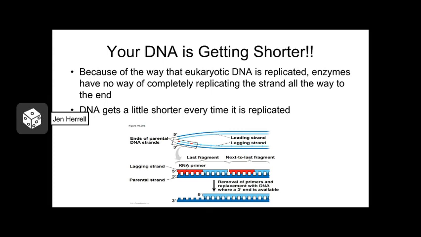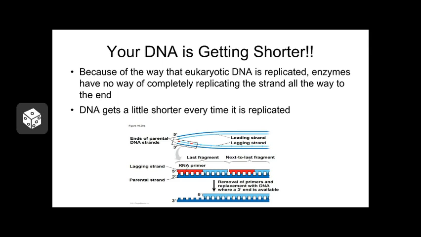Here's a startling fact. Your DNA actually gets a little bit shorter every single time it's copied. And in some types of cells, this copying can happen hundreds or even thousands of times a day. Why is that happening? That sounds scary.